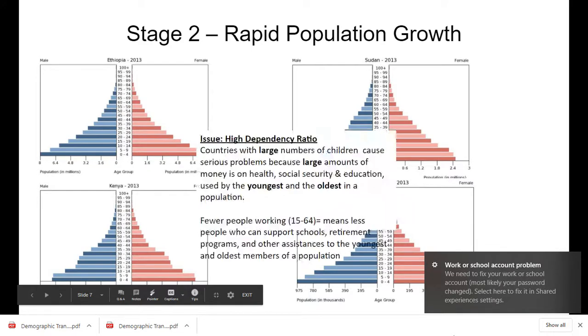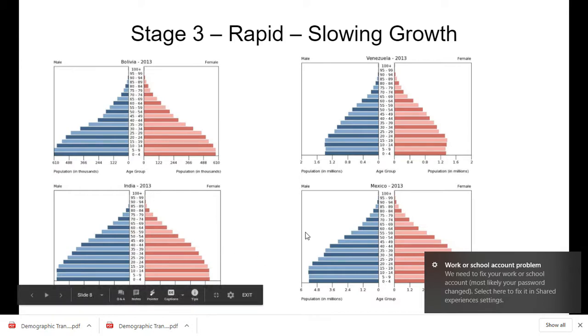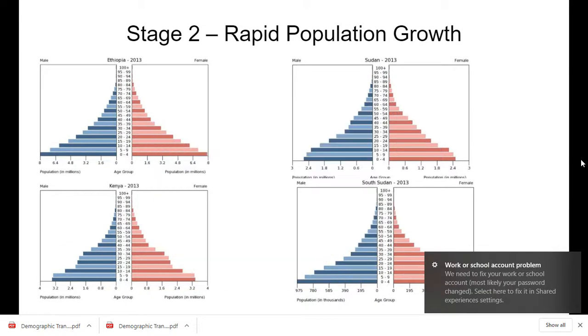All right, next is stage 3. Stage 3 countries start to look like a Hershey's Kiss. So I kind of call that one like a witch's hat, where you're missing the middle people.